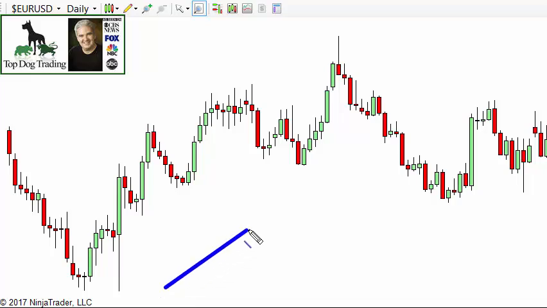So we are all taught that when we look for an uptrend, you want to see higher highs, higher lows, higher highs, higher lows. And that's great in theory. But then when it comes down to actually applying this to a chart, how do you do it objectively? It's really a pretty subjective thing.